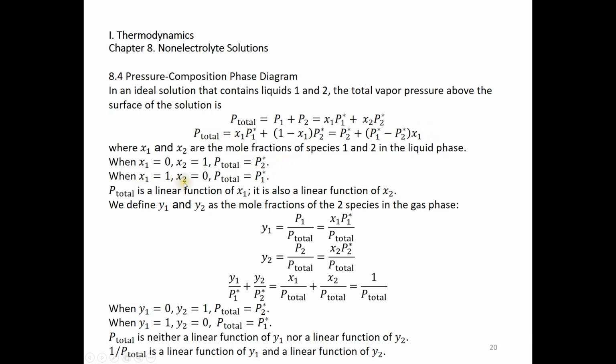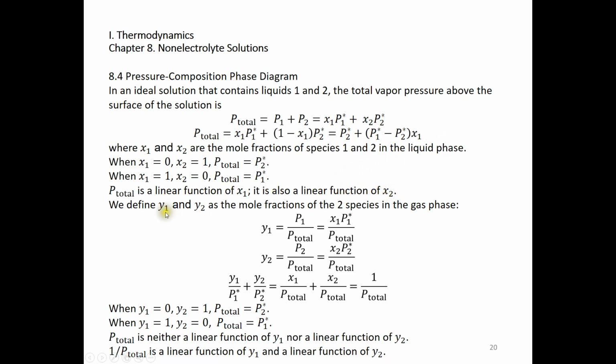When x1 is 1, x2 is 0, we have pure liquid 1. So P total should be P1 star. Also, you can plug in x1 equals 1 here, and then you'll get P1 star. P total is clearly a linear function of x1 as expressed. It can also be expressed as a linear function of x2.